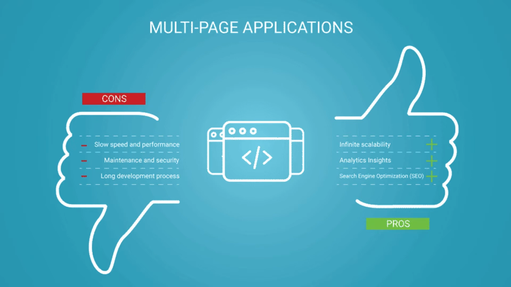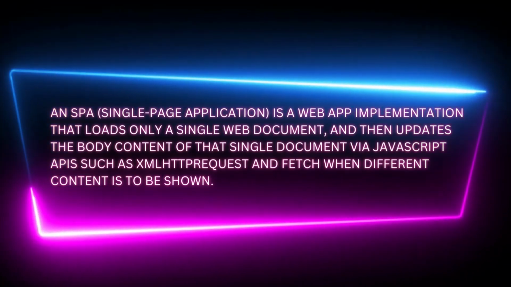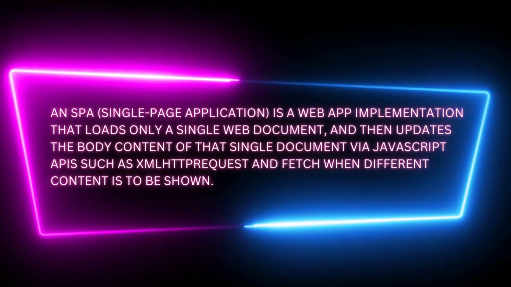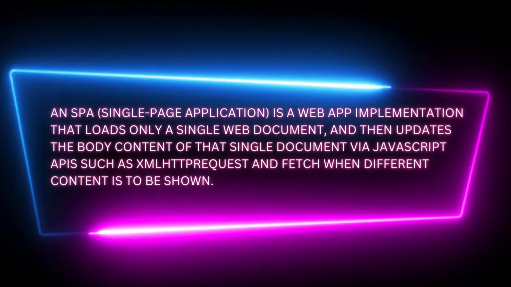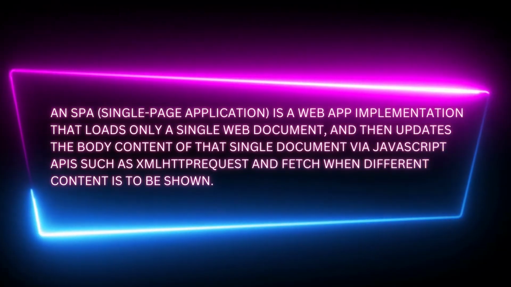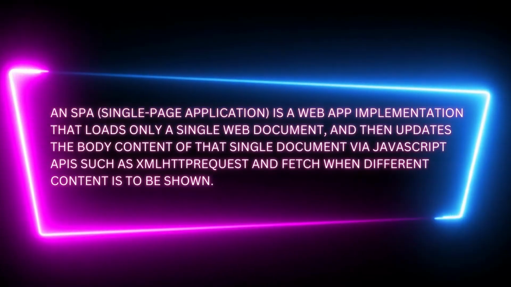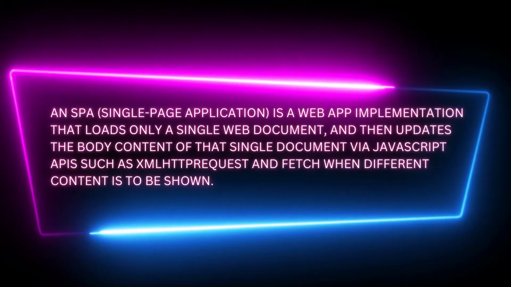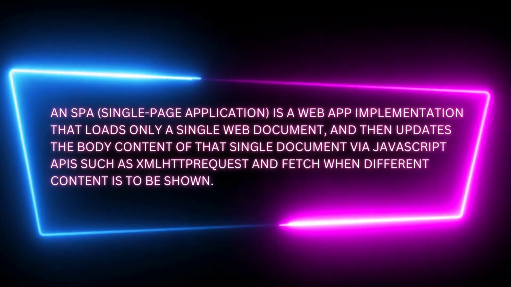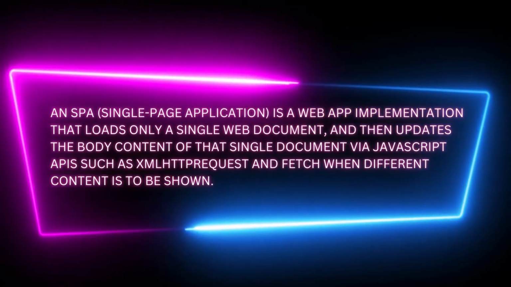To understand these things better, let's see the definition first. A single page application is just a web application implementation that loads only a single web document and then updates the body content of that document via JavaScript APIs such as XMLHttpRequest and fetch requests, or whatever HTTP request. Based upon that, the response will be in JSON format, that data will be appended to the view, and that binding will happen. Then different content will be shown in the single HTML view which we loaded the first time. So this is the definition of SPA.